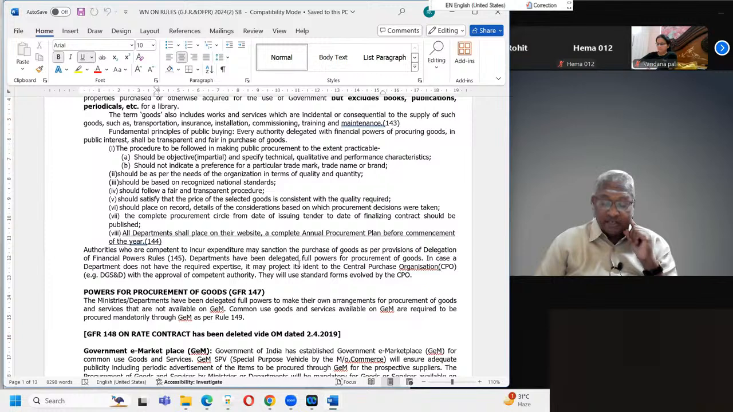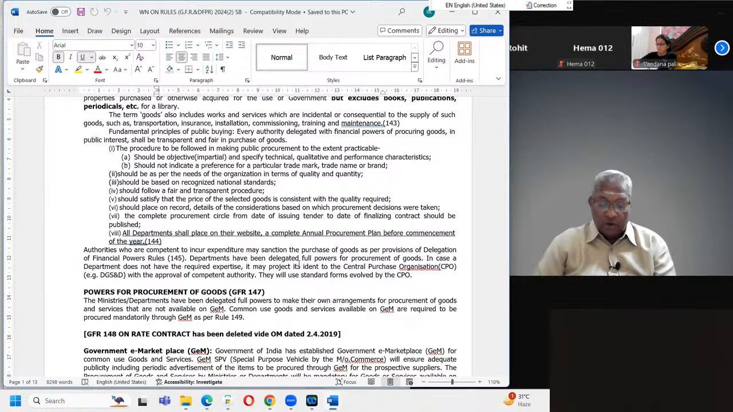Should be as per the needs of the organization in terms of quality and quantity. क्वालिटी, हमें कौन सा क्वालिटी चाहिए वो खरीदना है, एंड कितना क्वांटिटी चाहिए उतना ही खरीदना है, not more than the occasion requires, occasion demands. Then should be based on recognized national standards. That is, you should purchase only standard items, not only the rates. You should not go by the rates alone. स्टैंडर्ड भी देखना है, क्वालिटी भी देखना है.